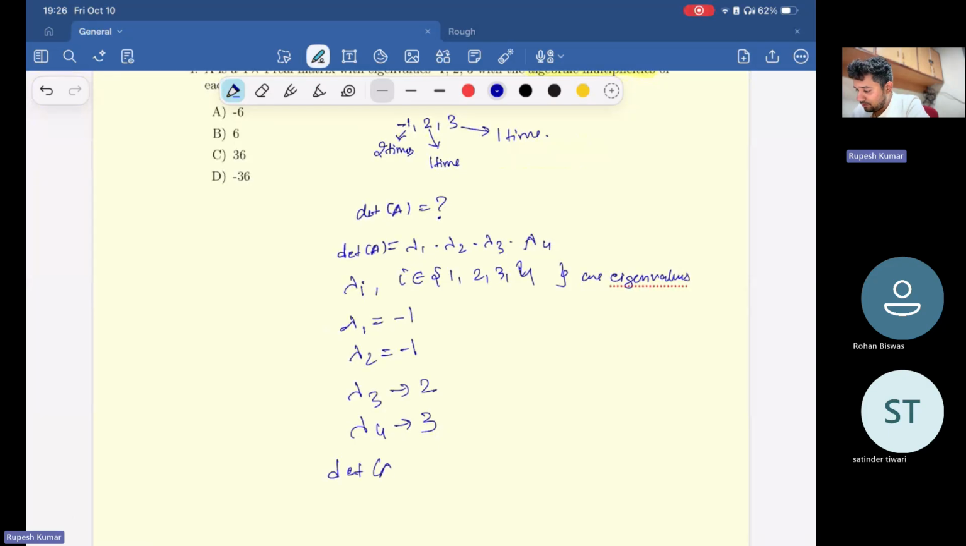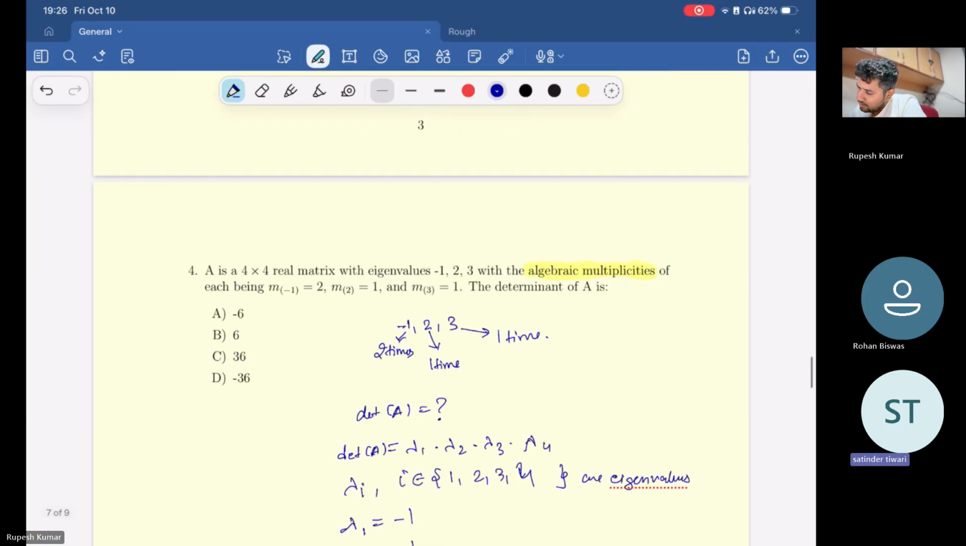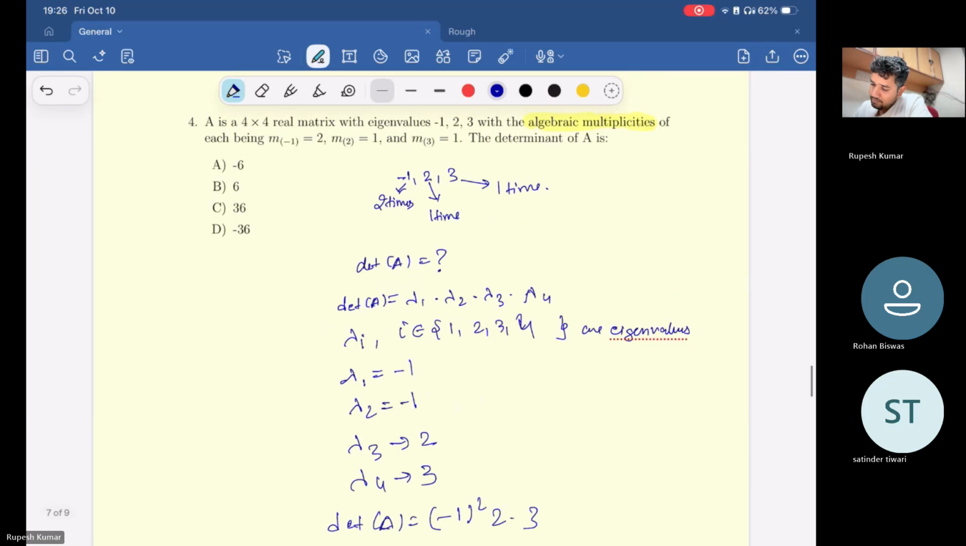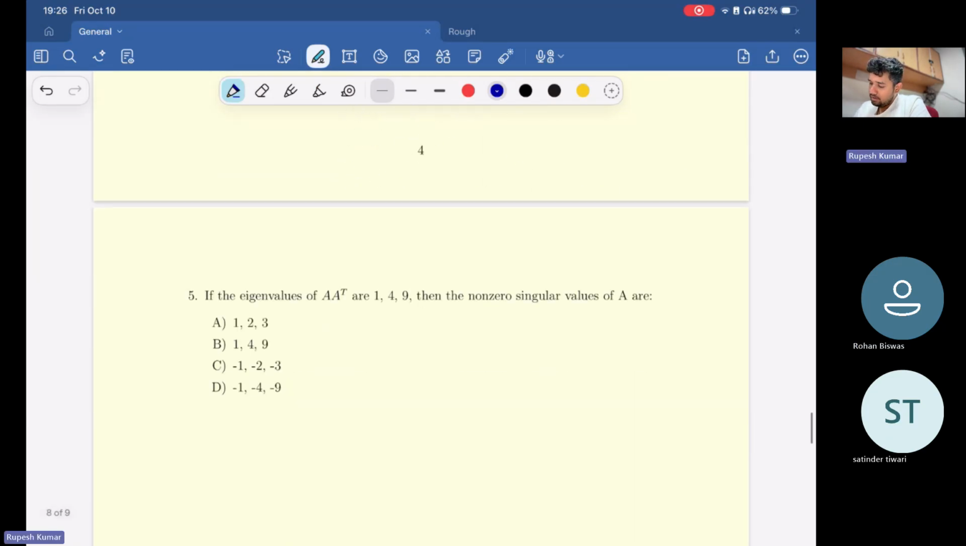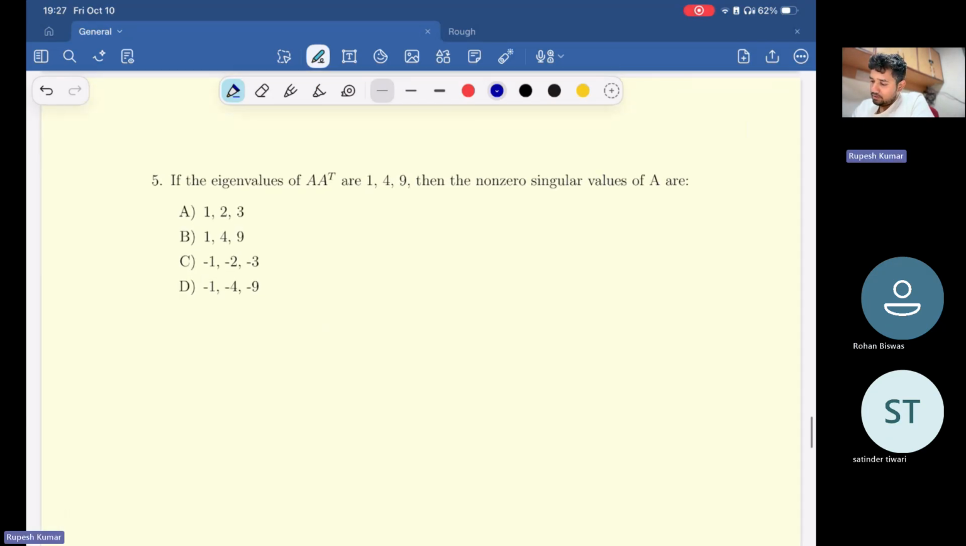Again, you can solve this. The determinant of A is equal to (-1) squared into 2 into 3. What is the answer? Six. It is 6, right? So the answer is 6, option B. Anyone, do you have any doubts in this? No, sir. Clear.